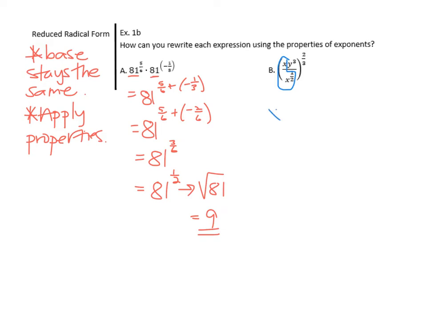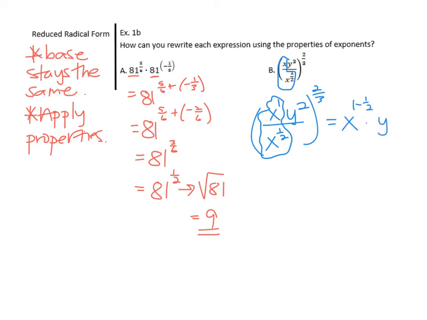Technically, x in the numerator is x to the first. But if we have x to the 1/2 in the denominator, we can combine these to just one base using subtraction. And that would be x to the 1 minus 1/2 times y squared, all to the 2/3 power. And this should be pretty manageable to simplify. 1 minus 1/2 is just 1/2, making that x to the 1/2 times y squared.